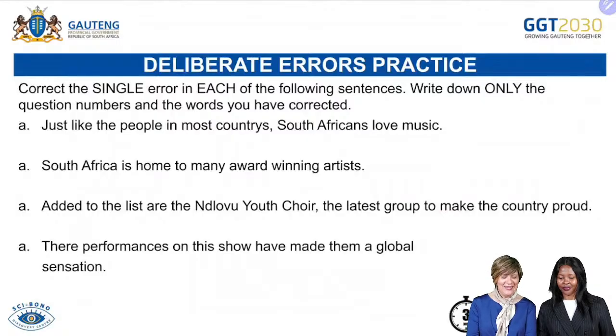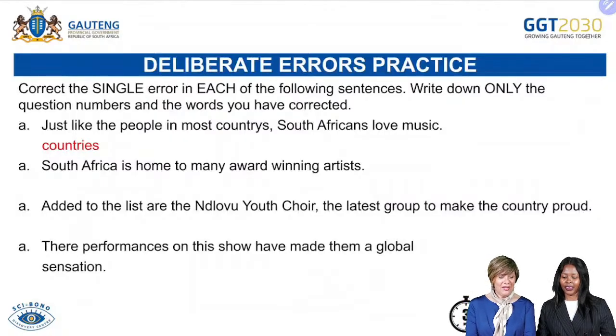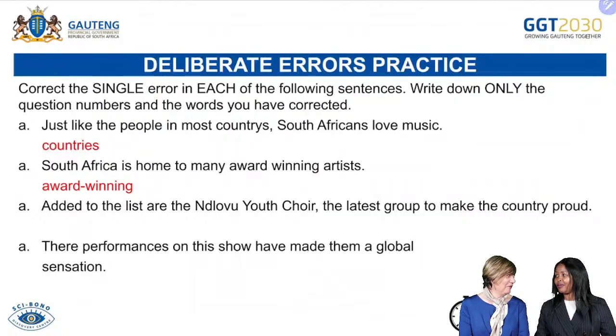Number A says, just like the people in most countries, South Africans love music. Did you get it? Countries, yes. Country has been spelled incorrectly. It should be IES. So there's our spelling error. South Africa is home to many award-winning artists.